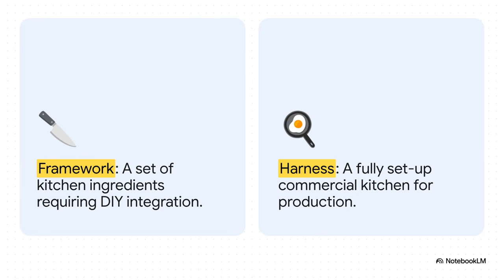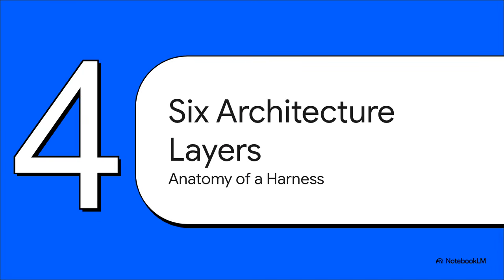An agent harness, on the other hand, is a fully set up, ready-to-go commercial kitchen. The integrations are pre-wired, the deployment layers are already there, and it is purpose-built for production reliability. You still have to cook the meal, obviously, but you don't have to install the stove first. All right, Section 4, the 6 architectural layers.